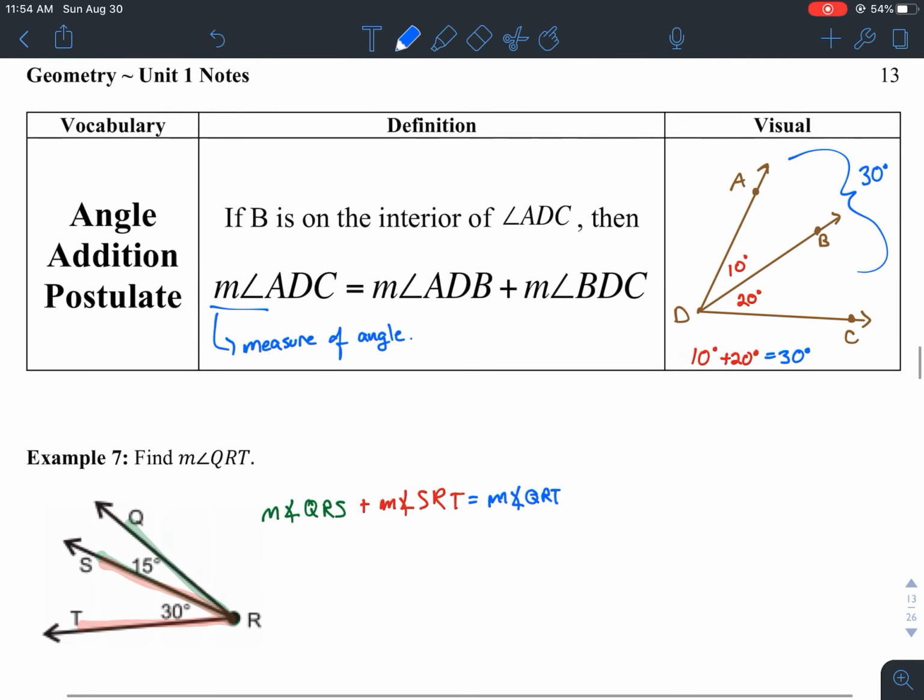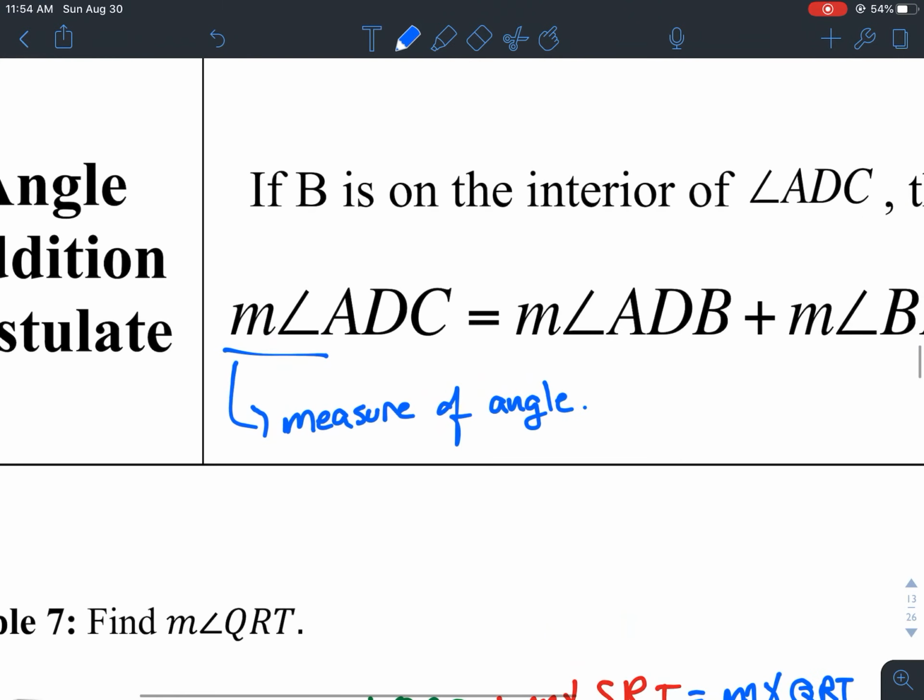Moving to the angle addition postulate. The angle addition postulate states if B is on the interior of angle ADC, then the measure of angle ADC equals the measure of angle ADB plus the measure of angle BDC. So here's some new terminology for some of us. M, the symbol, stands for measure of angle. It depends what follows it. That's what you would finish the sentence with. So in this case it is measure of angle ADC.